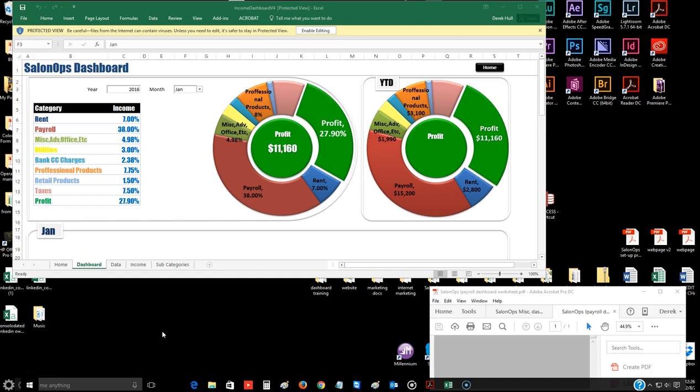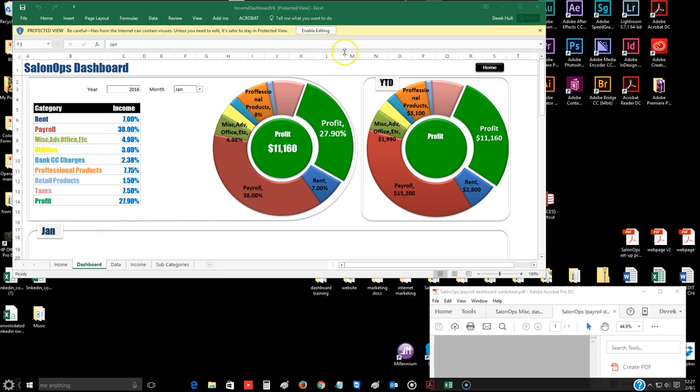Okay, so obviously if you're here, you've already seen SalonOps. We're a coaching company. We predominantly coach in how to make more money in your salon, but we felt we needed to jump in and show you how to manage the money that is coming into the salon. So again, here's this tool. Let me get into it. This is what you're going to get right here.